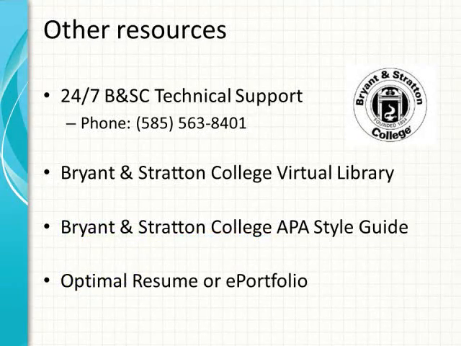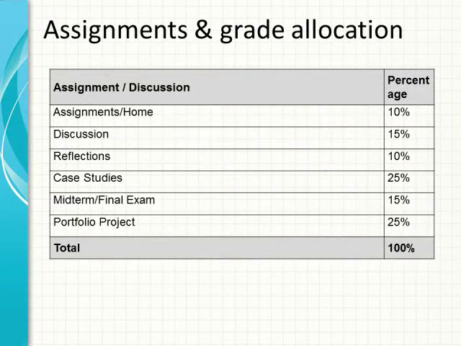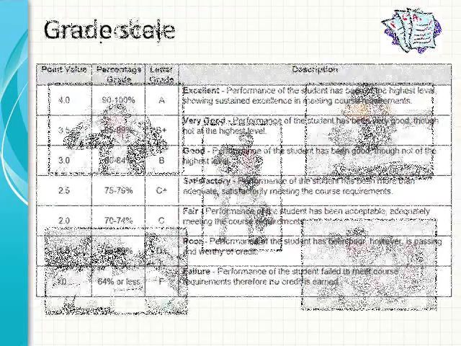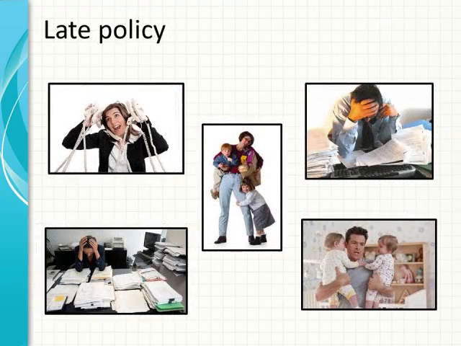And there are a number of other resources available to you, including technical support, the College Virtual Library, the APA Style Guide, and Optimal Resume or ePortfolio. Now, all of these are available to you through our Blackboard interface. And here are the assignment categories and the grade allocations for each. As you can see, the case studies and that final portfolio project, those two will make up half of your grade. And our grade scale is standard for Bryant and Stratton, so you should have seen this in many previous classes.